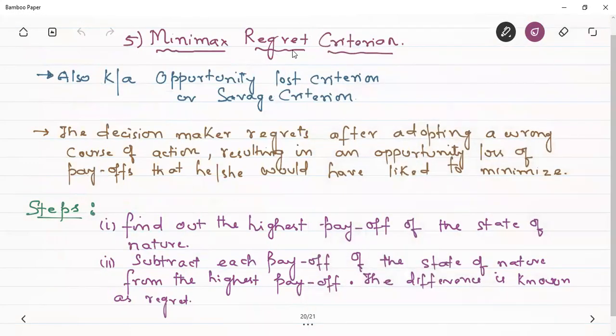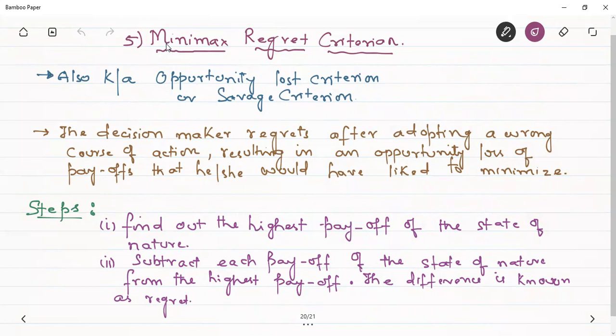That's why it is known as minimax regret. We are calculating the regrets, and among the regrets we are calculating the maximum regrets, and among those maximum regrets we are selecting the minimum value. So minimax means the minimum among the maximum. Therefore, we first calculate the maximum regrets, then select the minimum among those.